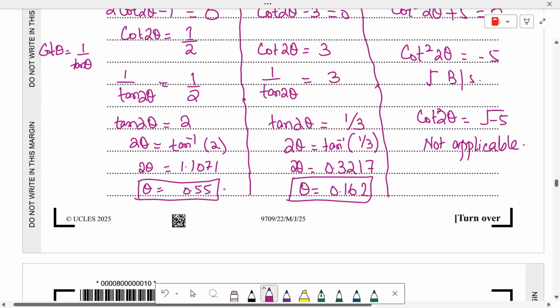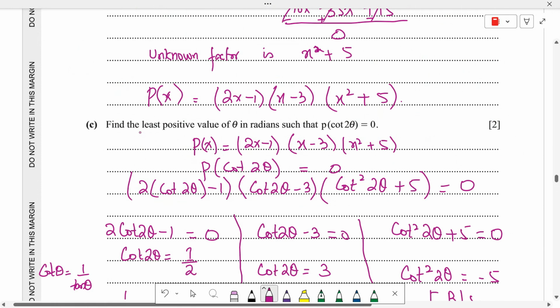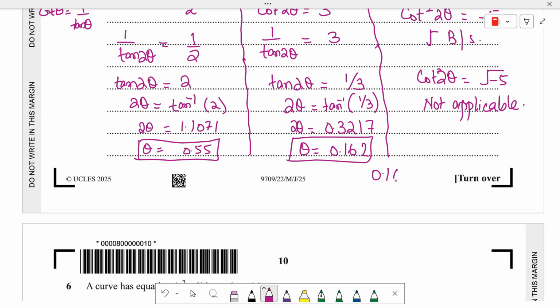Now we have the values of theta, and the question says that we need to find the least positive value. So in this case, 0.162 is less than 0.55, so we can say that theta is 0.162.